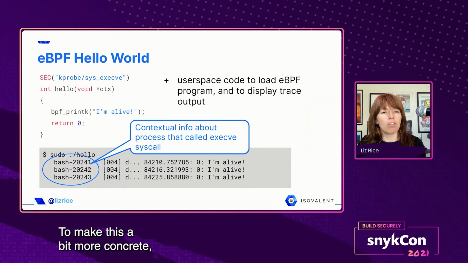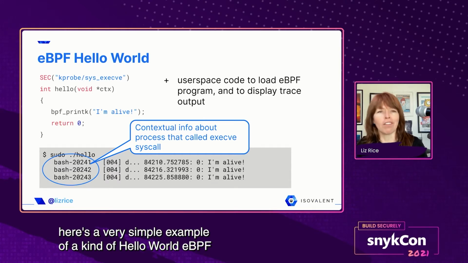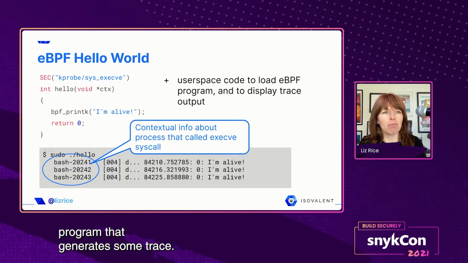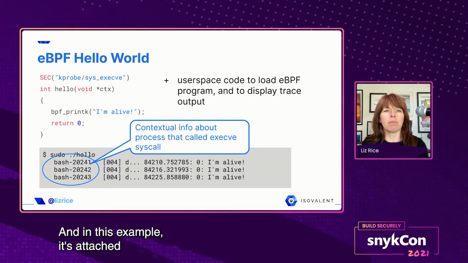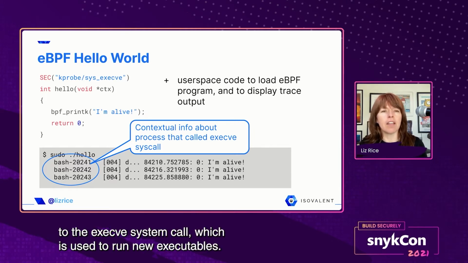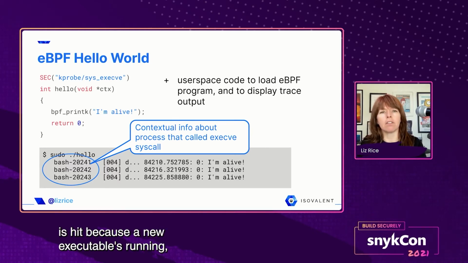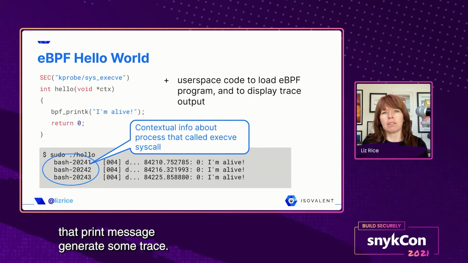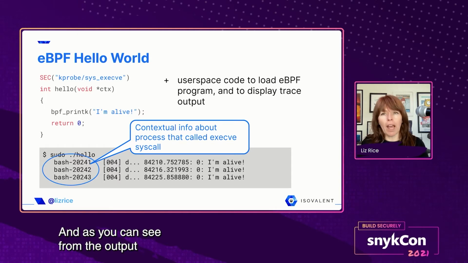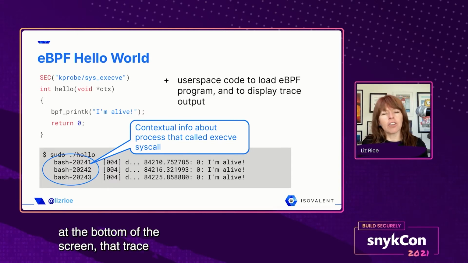To make this a bit more concrete, here's a very simple example of a kind of hello world eBPF program that generates some trace. In this example, it's attached to the execve system call, which is used to run new executables. So every time that execve system call is hit, because a new executable is running, that print message generates some trace.